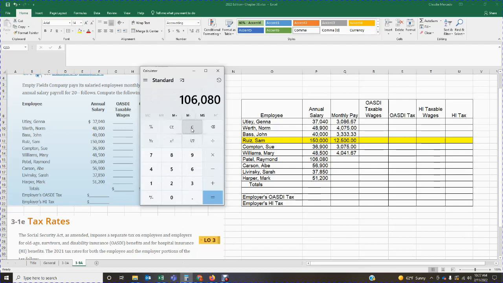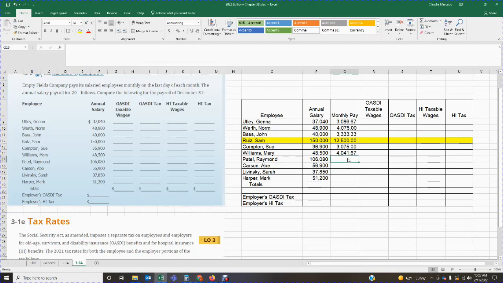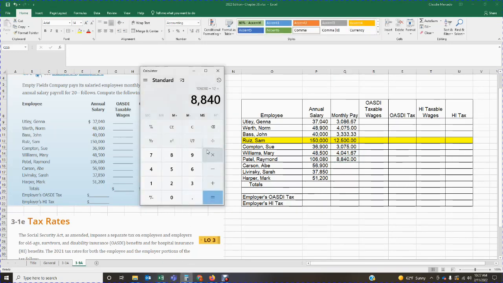106.80, and we're going to divide it by 12. That's 88.40. Then we have Abe Carson, 56,900 divided by 12. That's 4741.6666. We're going to round up to 0.67 because that third digit is greater than a 5.